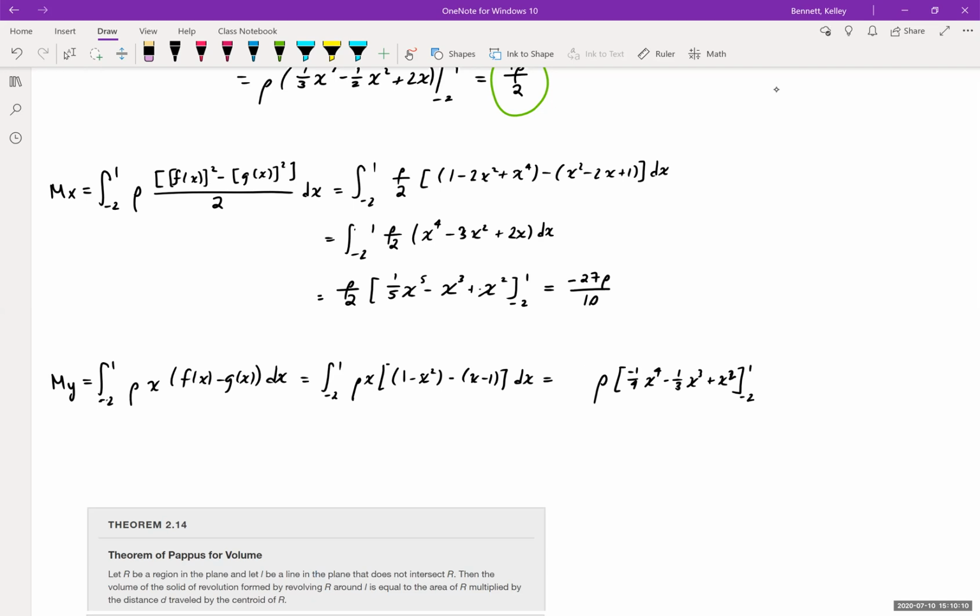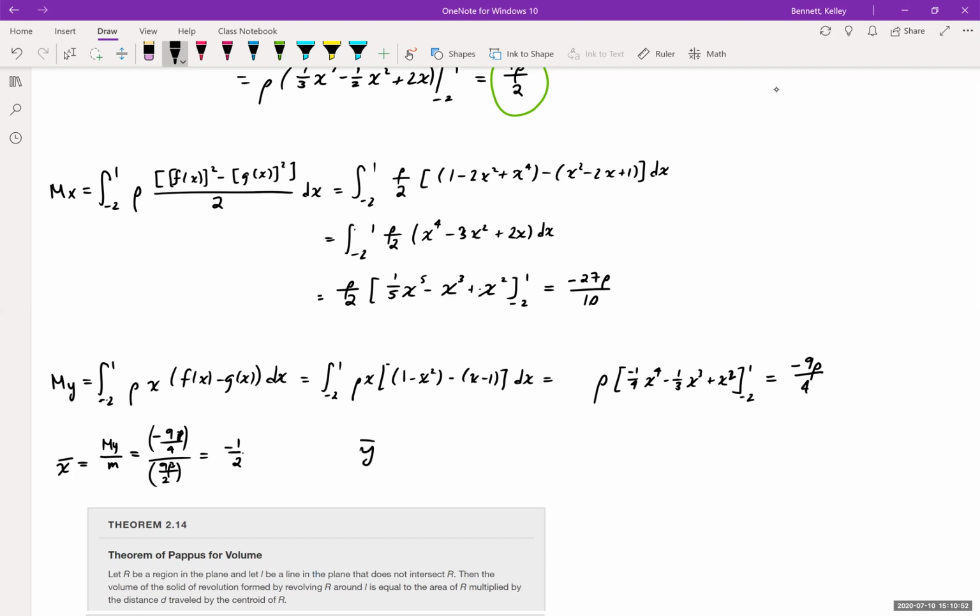So if I go ahead and evaluate this, then what I'm going to get for m sub y is -9 rho over 4. And so now I'm ready to compute my centroid. So the x value of my centroid, x bar, is m sub y over m, which is -9 rho over 4 divided by my mass, which was 9 rho over 2. And if I simplify that, I should get -1/2.